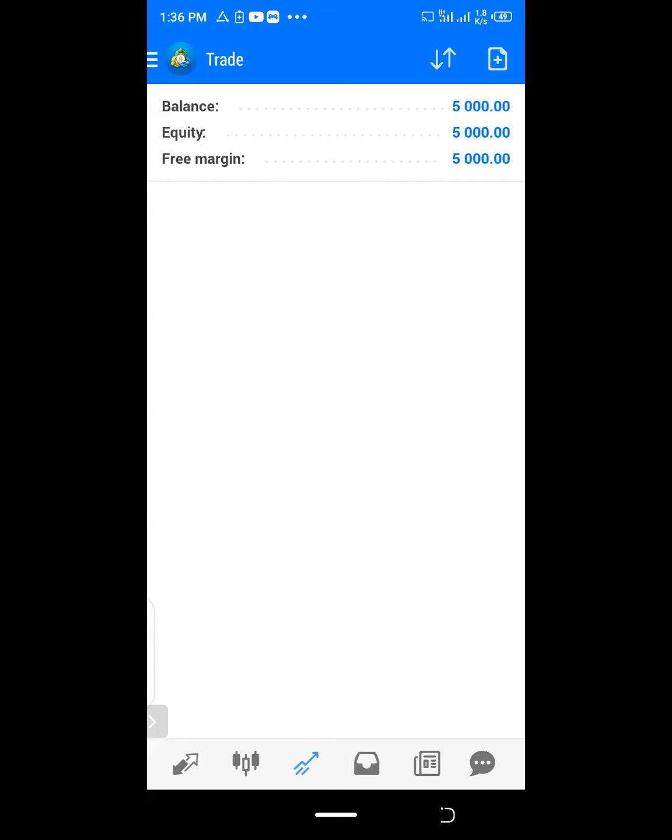Once you fund your live account, your balance is going to reflect the amount that you have funded in your live account. Before you enter any trade, the amount that you have in balance is the amount that you have before you enter any trade.